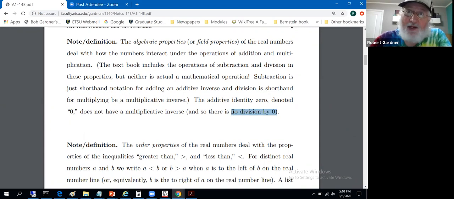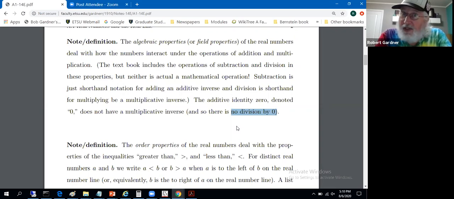I can't make a big enough deal out of this, because in calculus, we're going to do a bunch of stuff where it looks like we're dividing by 0, or we're trying to divide by 0. Well, we're not, because you can't divide by 0.